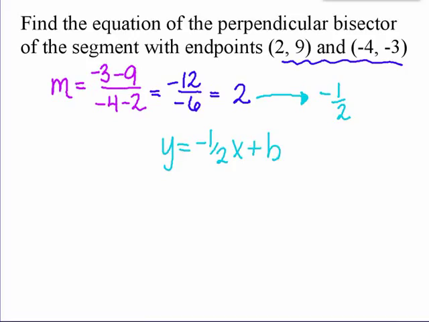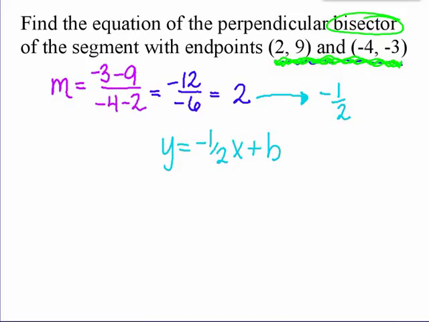Now, there's one other word that I haven't taken into account in this problem, and what is that? I took into account perpendicular. What haven't I taken into account? Endpoints. Segments. There's one other key word, bisector. So if it's a perpendicular bisector, that means it goes through what? The center. So what I need to do is find the point that's in the middle of these 2 points. So let me say that again. I need to find the point that's in the middle of those 2 points.